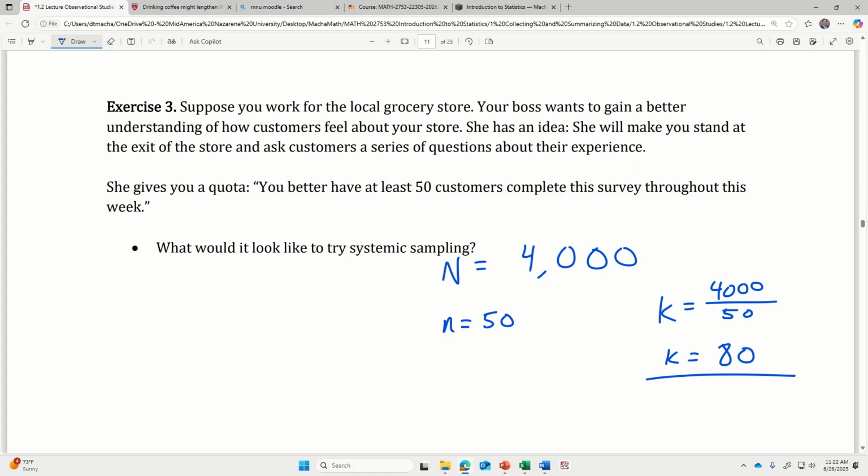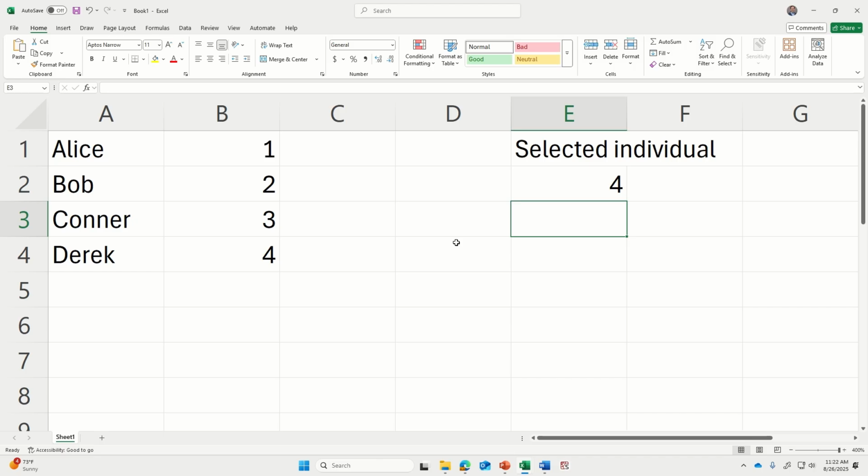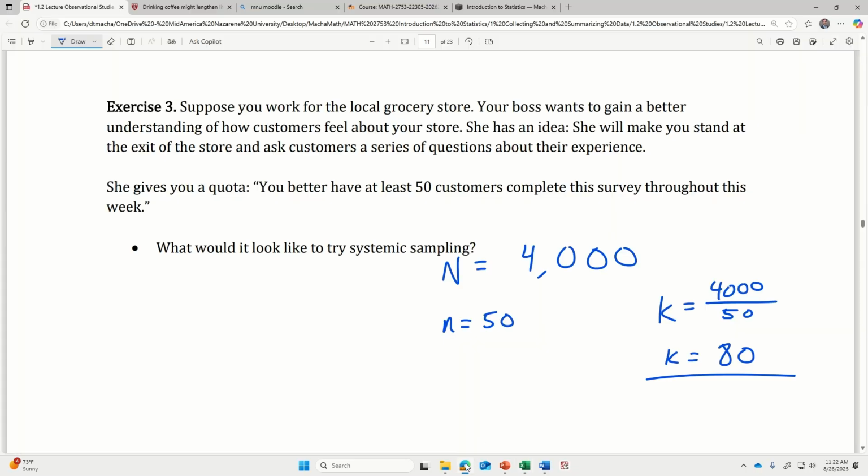Now I'm going to choose a random number somewhere between 1 and 80, like the number 37. And so, starting with the 37th customer, I'm going to sample, or ask the customer to fill out the survey, every 80th customer.